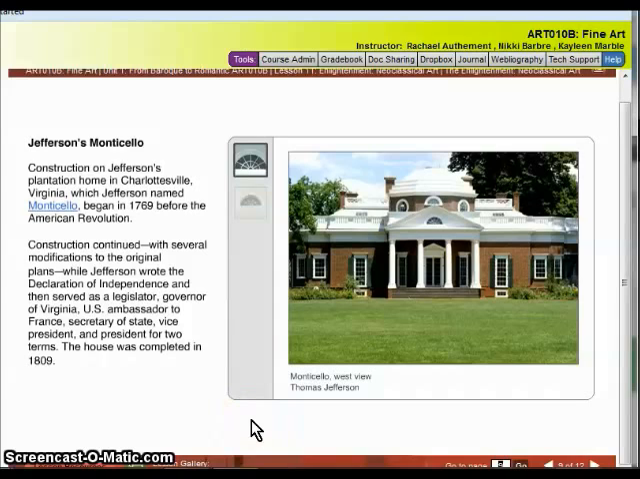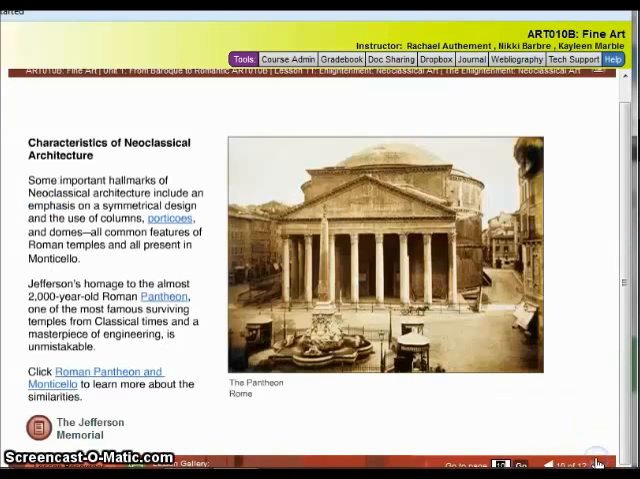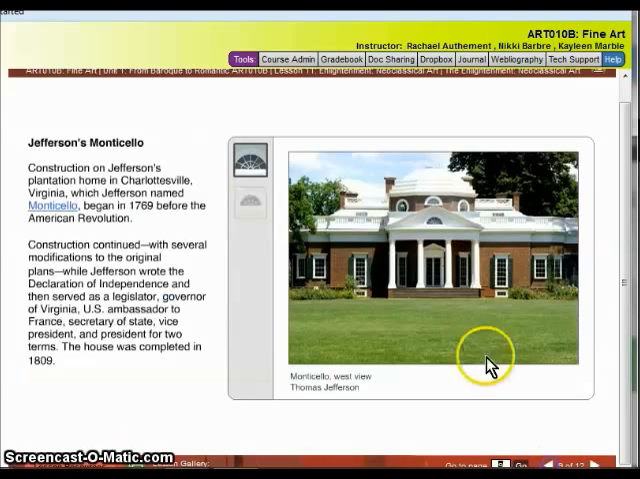Jefferson's Monticello is the one that they actually go through and show you all the direct relation to the Pantheon. And they do give you a picture of the Pantheon, so if you were here after Unit 3 of last semester, you do get to see the Pantheon, so you can see the relation between the two.